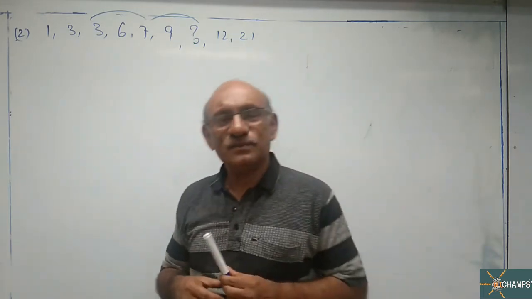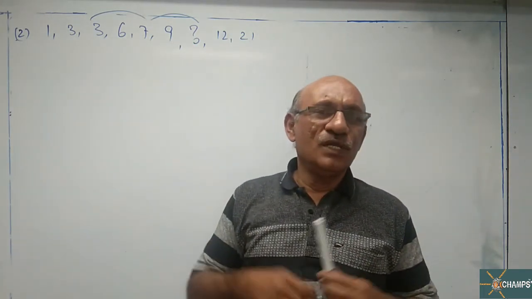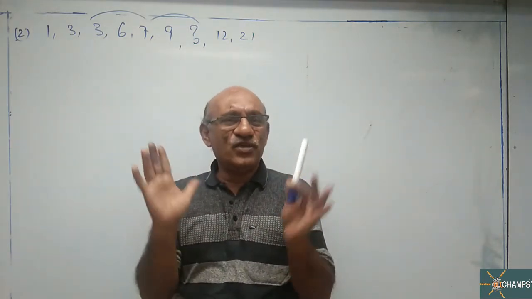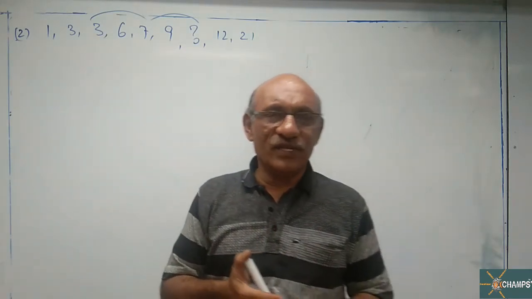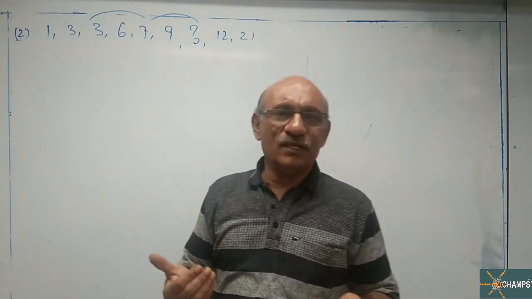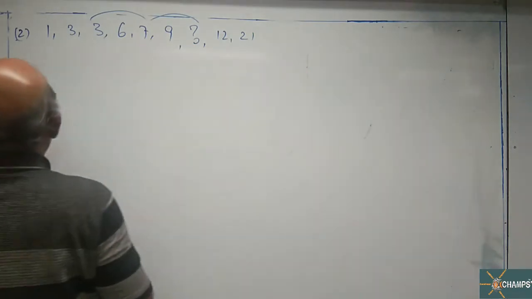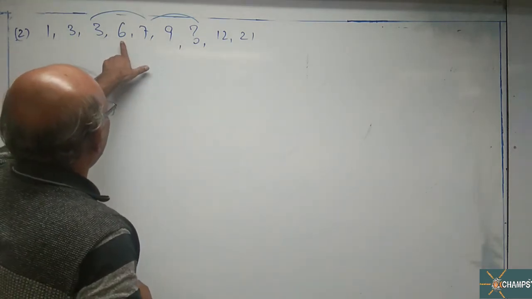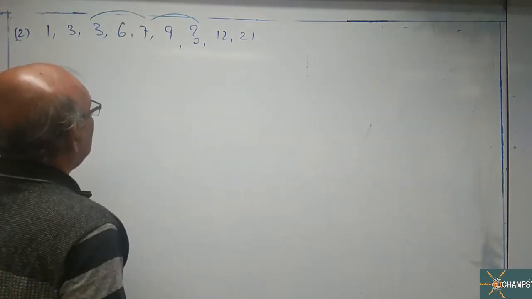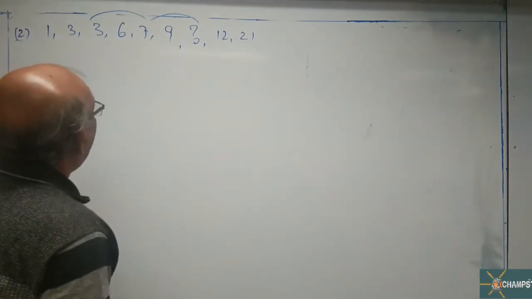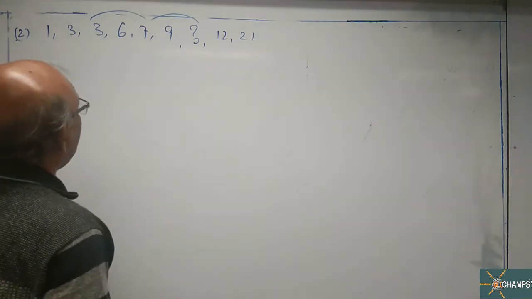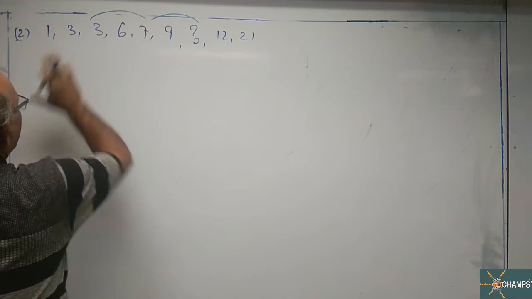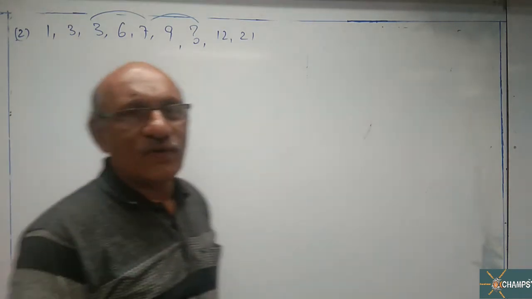Is it a perfect square? Is it a perfect cube? Is it a prime number series? Is it a factorial series? These are the 5 points you have to think first. After that, let us see. 3 minus 1 is 2, 3 minus 3 is 0, 6 minus 3 is 3, 7 minus 6 is 1, 9 minus 7 is 2. So it cannot be written as a square, it cannot be written as a cube. When I add a constant, 1 plus 2 is 3, but here it is not working out. Adding a constant is not working out.